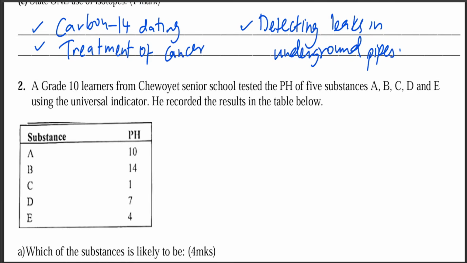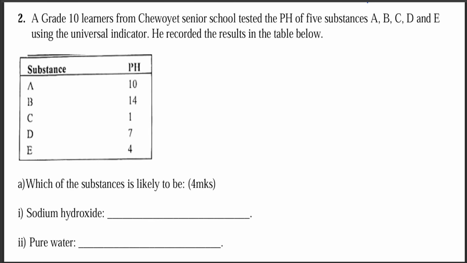Question 2. A grade 10 learner from Chawait Senior School tested the pH of 5 substances A, B, C, D, and E using the universal indicator. He recorded the results in the table below. Which of the following substances is likely to be? We have substance A, B, C, D, and E. A has pH 10, so obviously it is a base. A very strong one, by the way.